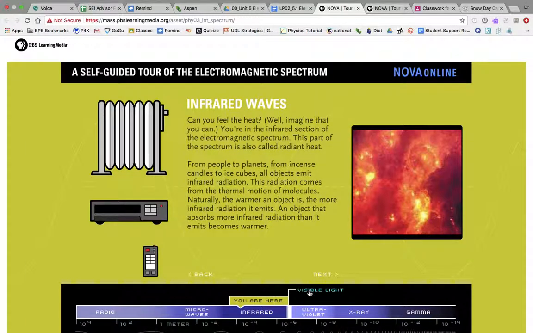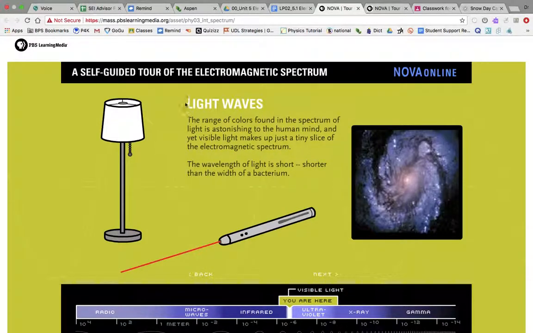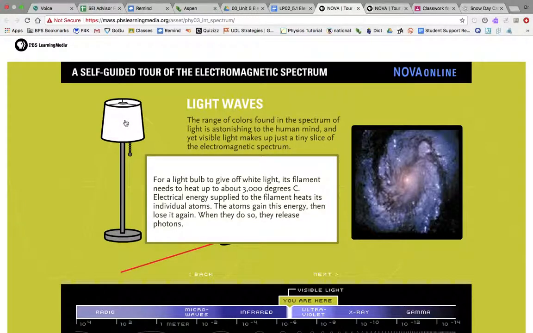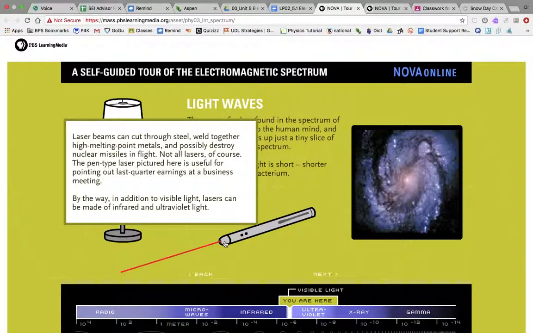Okay, now let's go to visible light. Visible light or light waves are the colors that we can see with our eyes. Okay, light that comes from a lamp is visible light. Visible meaning we can see it. And light coming from some lasers, colored lasers, are also visible light.